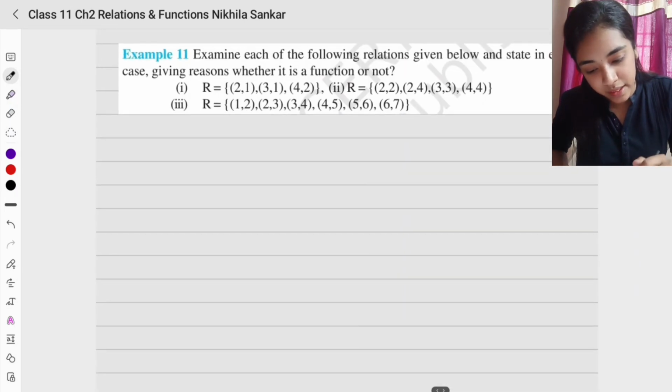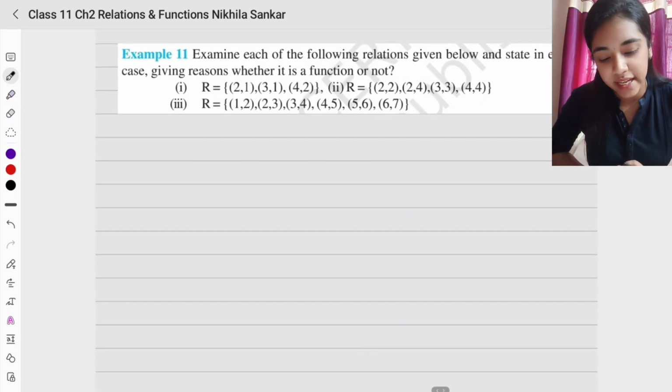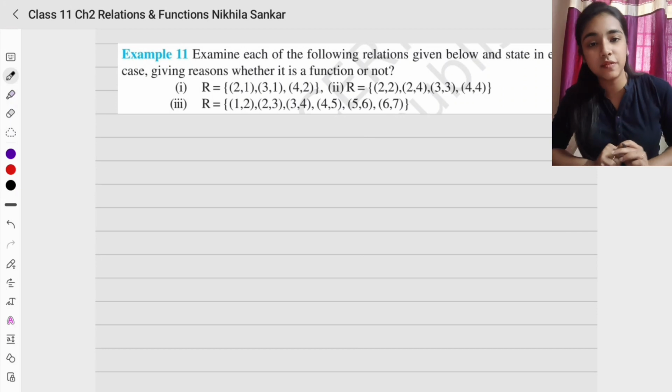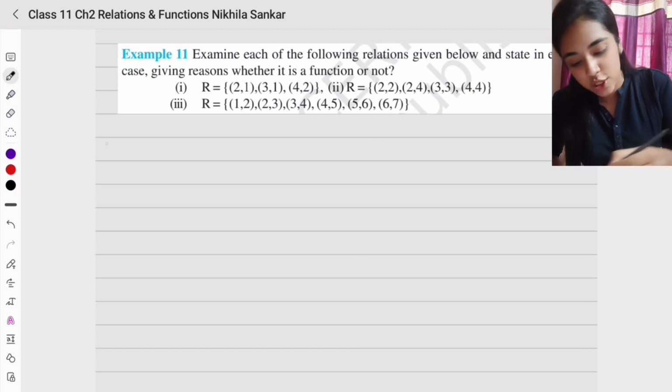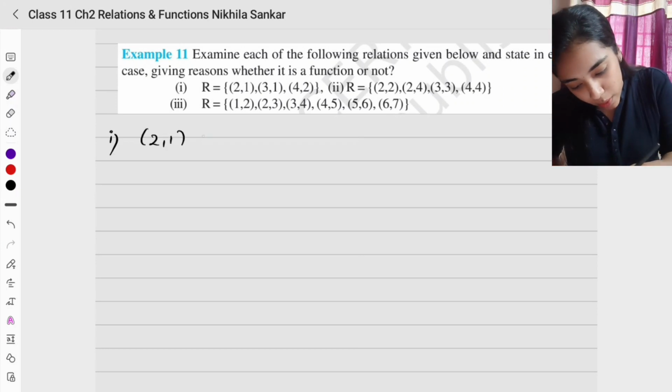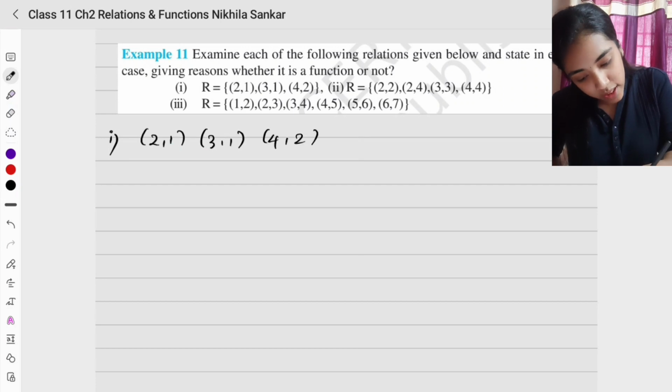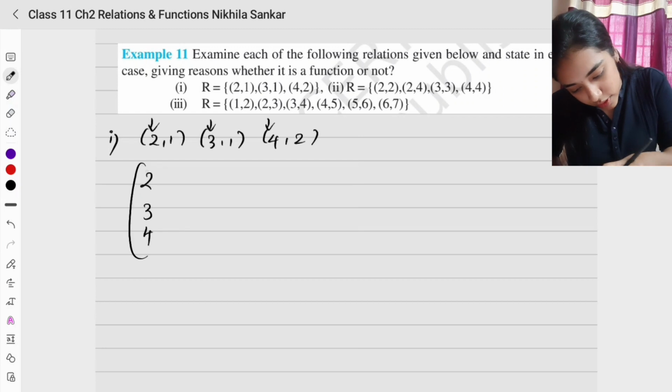Example 11. Examine each of the following relations given below and state in each case, giving reasons, whether it is a function or not. You have to check if this is a function or not. So, for the first case, you have (2, 1), (3, 1), (4, 2). So, what are all my set A elements? It is going to be 2, 3, 4.